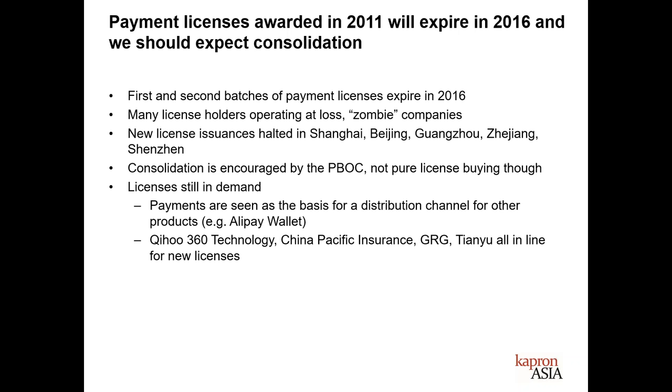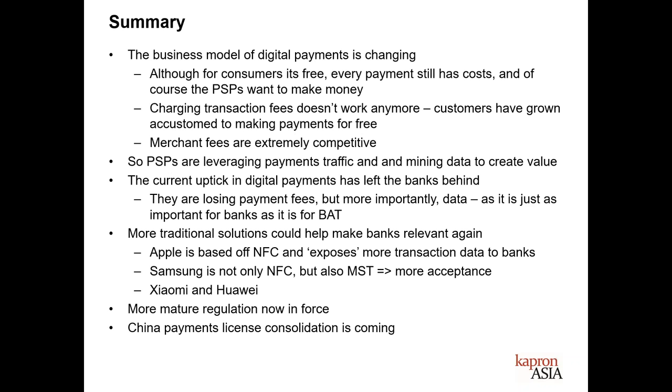All right, so we've discussed licenses, and I would like to summarize what we've talked about today. I've mentioned how the business model for digital payments is really changing in China, because these payments are free for consumers, and yet PSPs incur a cost. PSPs had to find other ways to make money. So they do that by leveraging payments traffic, and they also mine data to create additional value. They've done that very successfully, but banks and China UnionPay were left behind, and they are losing payment fees, and more importantly, they're losing data, because it's as important for them as it is for the BAT companies.